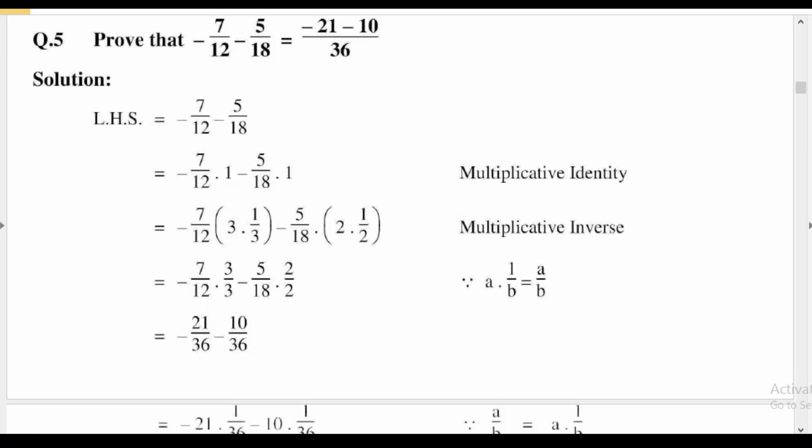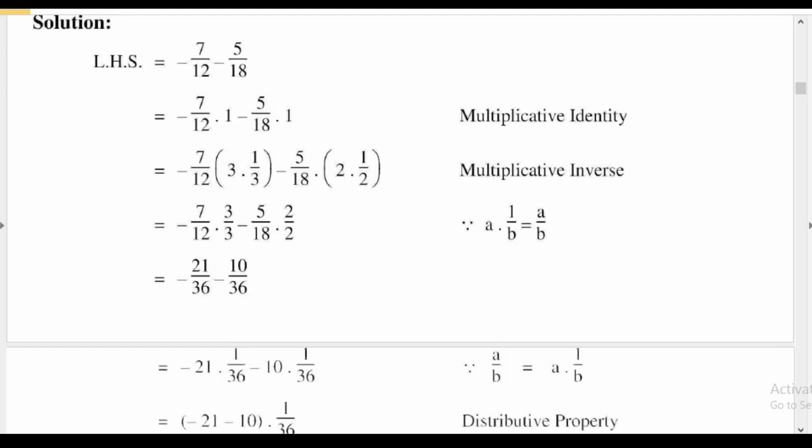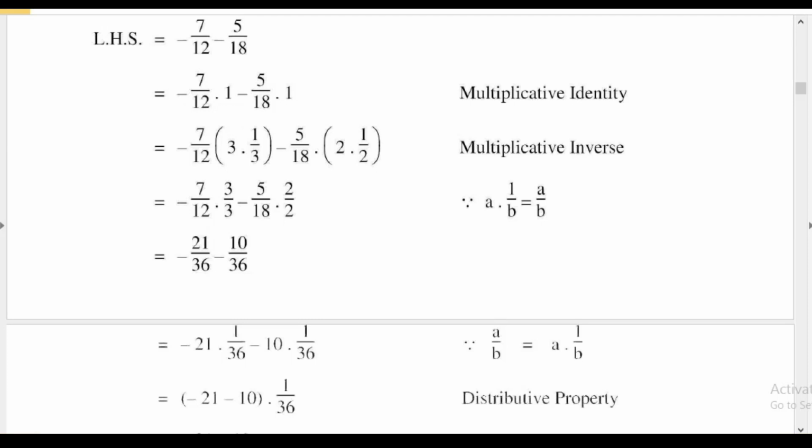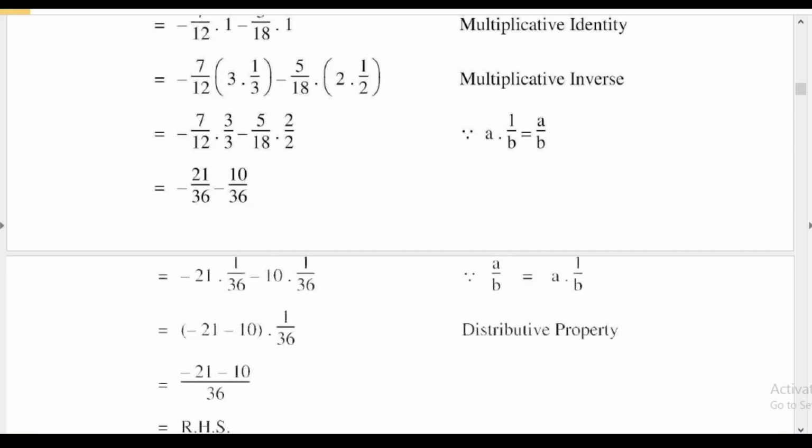So 7 times 3 is 21 divided by 36 minus 5 times 2 is 10 divided by 18 times 2 is 36. So taking common, 1 divided by 36 minus 21 dot 1 divided by 36. So minus 10 dot 1 divided by 36, 1 divided by 36 common. So minus 21 minus 10 into 1 divided by 36. So minus 21 minus 10 divided by 36, that will be equal to the right hand side, which is the required solution.